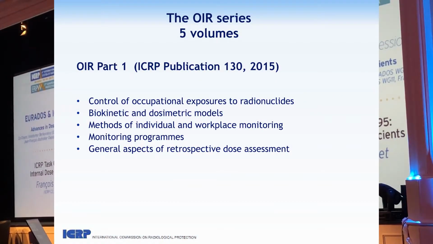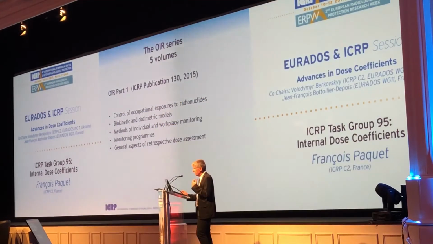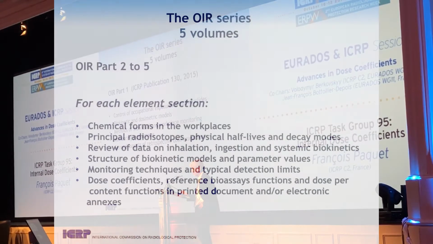The OIR part 1 has already been published. It's ICRP publication 130. It's really a description of how to control the occupational exposure to radionuclides, a description of the generic biokinetic and dosimetric model, description of the methods for individual and workplace monitoring, description of monitoring program, plus description of general aspects of retrospective dose assessment.